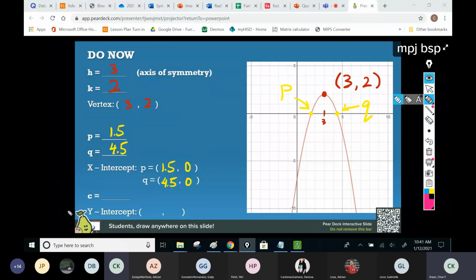All right, and then the last one, the y-intercept. The y-intercept is where it crosses the y-axis. So it touches the y-axis right here. That is the y-intercept, C. The location is 0 and -7. So the C equals -7. We only care about -7. We don't really care about the 0.